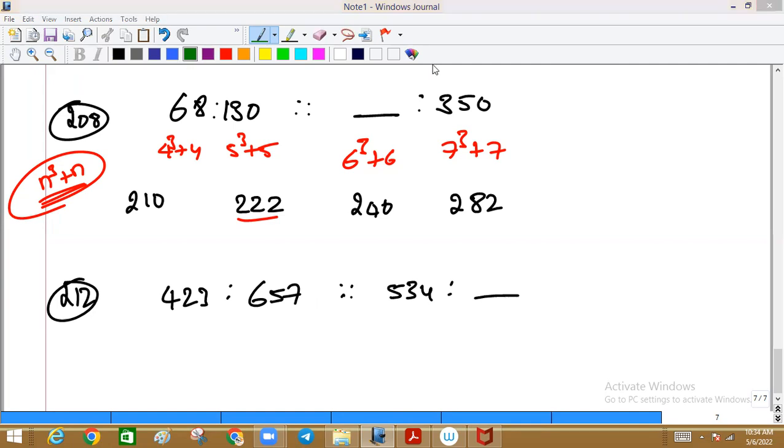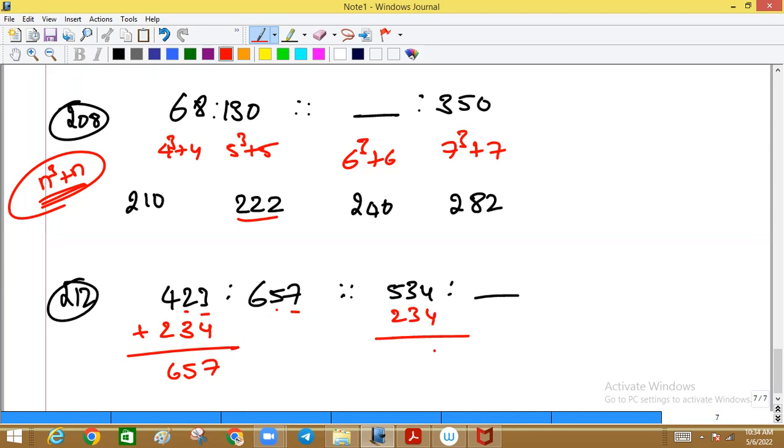768. Yes. See here, 768. Here 3, here 7. So how much increasing by 4? Here 2, here 5. How much increasing by 3? Here 4, here 6. So increasing by 2. So plus 234. So obviously your answer is 657. Similarly, you have to add 234. Obviously, the answer is 768. So it is simple addition, but the numbers are very big.